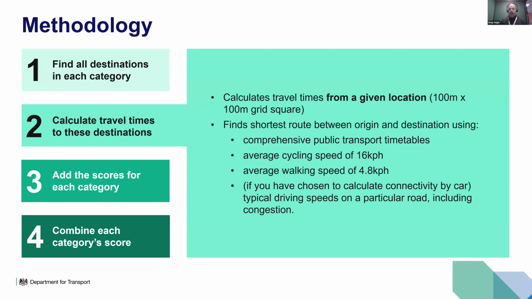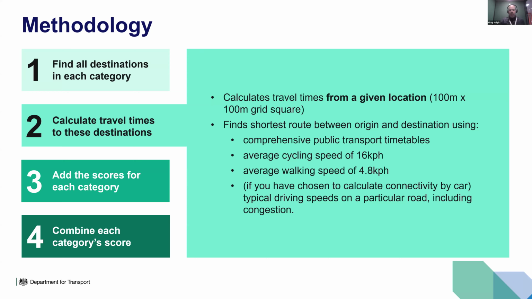We then calculate the travel time from our starting point in each 100 meter by 100 meter square to all of those destinations within an hour. We do this by using comprehensive public transport timetables. So we know if people start from their home and they want to travel to work, we know that they'll walk to the bus stop. That'll take 5 minutes. We know what time the bus arrives.